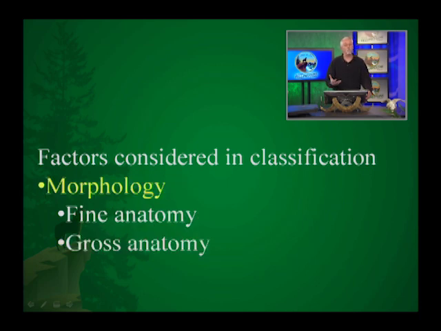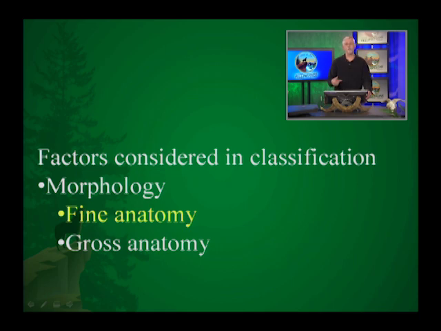And as an indirect measure of looking at genetic traits, we will look at other traits, and those include morphology. Morphology is the physical or a study of the physical structure of organisms. And when we consider morphology, we'll look at what we call fine anatomy or fine morphology, and that would be the microscopic anatomy of organisms.